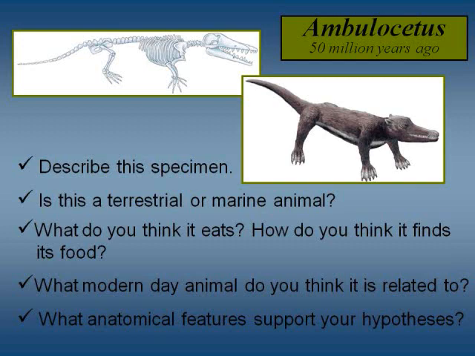Which modern animal? Now, what is it about his anatomical features that you see in the skeleton or in the artist's drawing that caused you to make the hypotheses you did about where he lived, how he ate, and what modern animal he's related to?